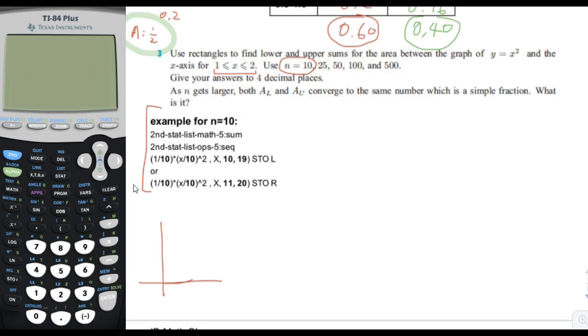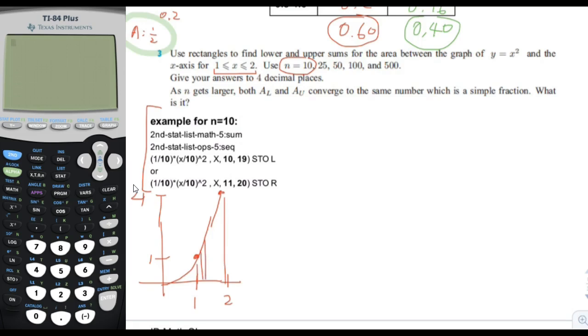You're going to have a parabola, y equals x squared, and let me draw it a little bit steeper. Okay, so the points we're looking at are between x equals 1 and x equals 2, so that would be a height of 1 here and a height of 4 here. And we're looking at this area here.